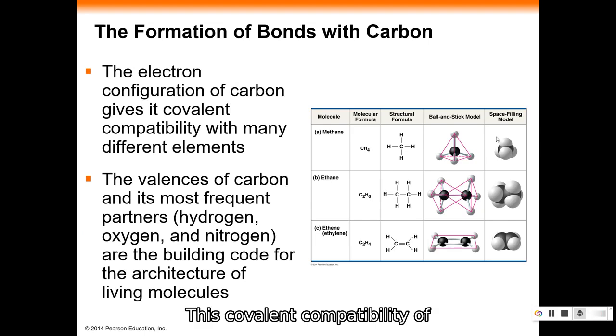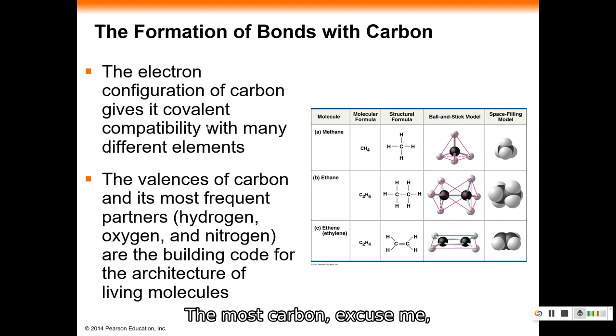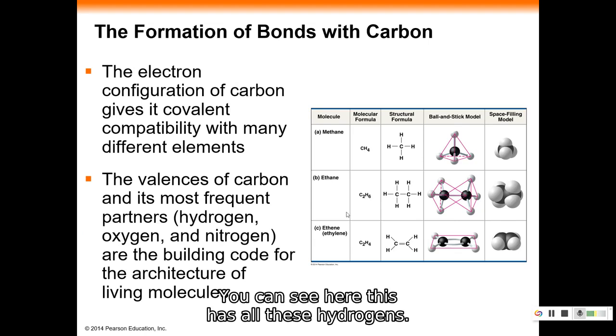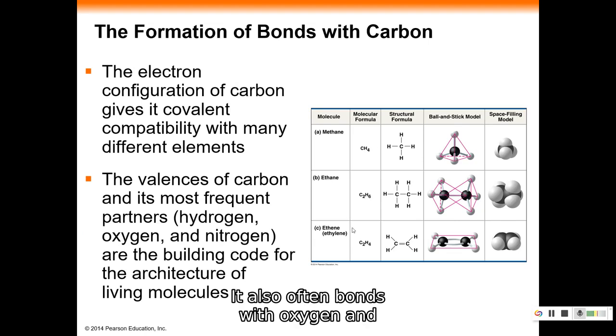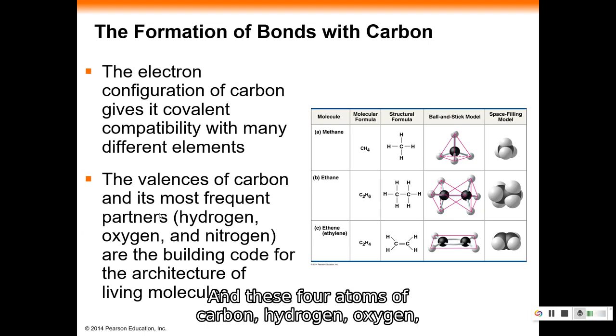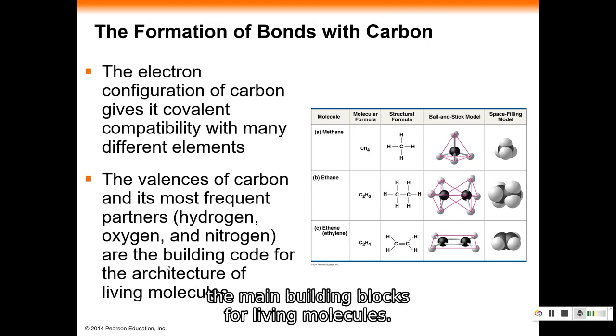This covalent compatibility of carbon is due to its electron configuration, and the most common things that carbon is going to bond with are hydrogen. You can see here all these hydrogens. It also often bonds with oxygen and nitrogen in organic compounds. And these 4 atoms, carbon, hydrogen, oxygen, and nitrogen, are pretty much the main building blocks for living molecules.